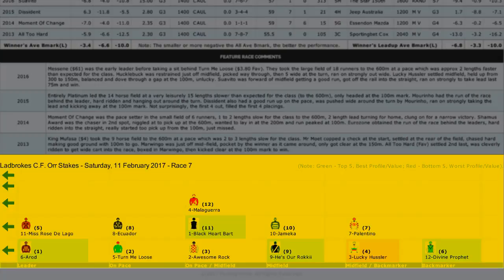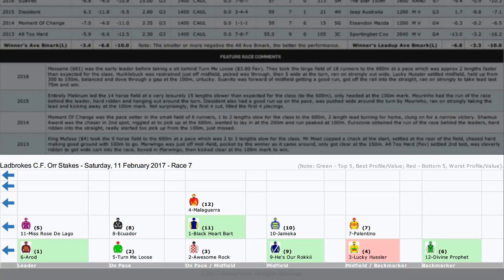Looking at the speed map, we try and get an understanding of where horses are likely to position upon settling. This is never an exact science, with tactics changing depending on barrier draws, fitness, and the intent from both trainer and jockey. On this occasion, A-Rod, Miss Rose de Largo, Ecuador and Termi Loose are expected to push forward, with Malaguera needing to burn energy early to cross to a forward position from a wide barrier. This scenario could make Malaguera vulnerable late.